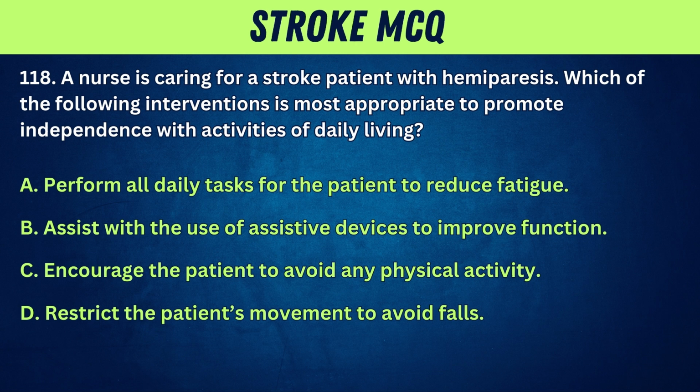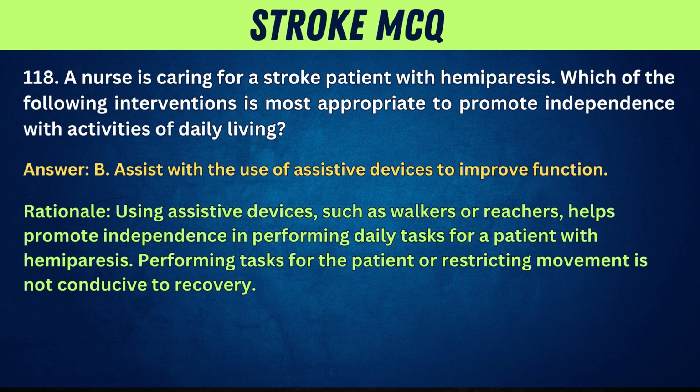118. A nurse is caring for a stroke patient with hemiparesis. Which of the following interventions is most appropriate to promote independence with activities of daily living? A. Perform all daily tasks for the patient to reduce fatigue. B. Assist with the use of assistive devices to improve function. C. Encourage the patient to avoid any physical activity. D. Restrict the patient's movement to avoid falls. Answer: B. Assist with the use of assistive devices to improve function.